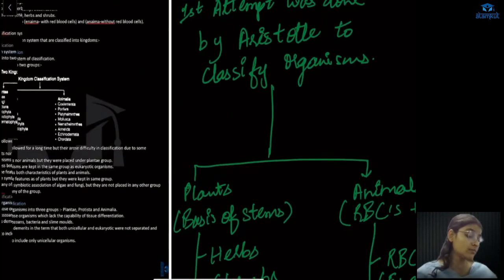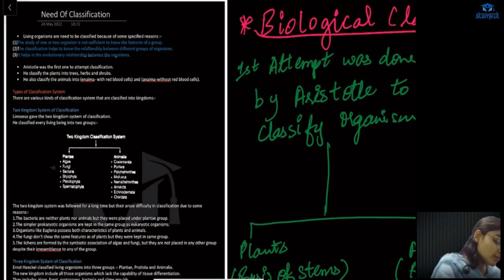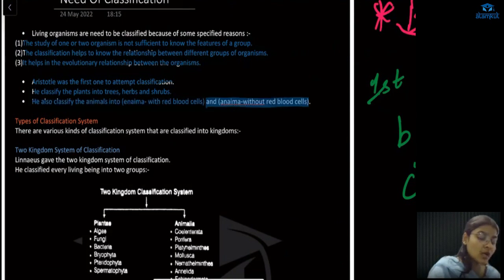Apart from Aristotle's classification, the first proper classification, known as the two kingdom system, was done by Carolus Linnaeus, another famous scientist who also gave the binomial nomenclature. Carolus Linnaeus made the first clear and successful attempt at classification. To recap, Aristotle was the first to attempt classification. He classified plants into trees, herbs, and shrubs, and animals into Enaima with red blood cells and Anaima without red blood cells.